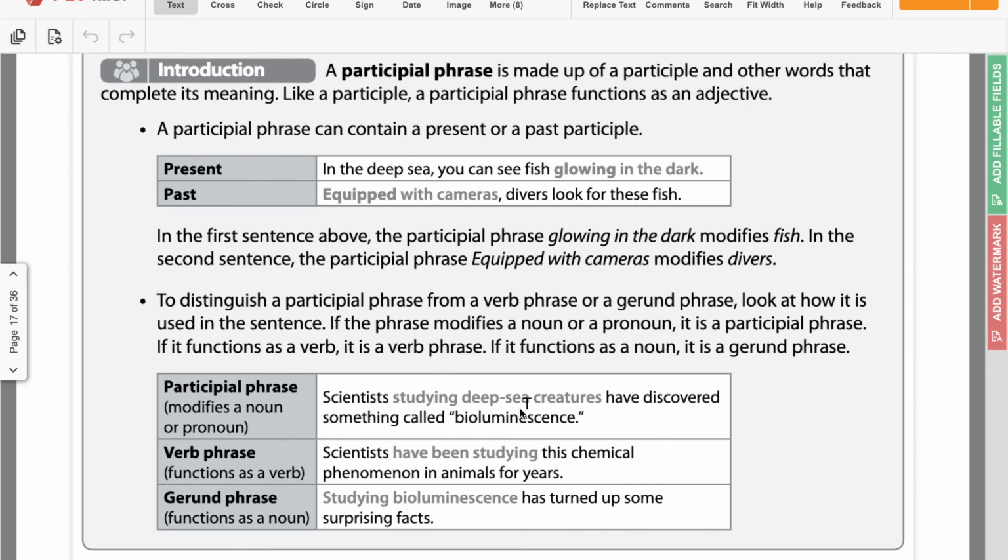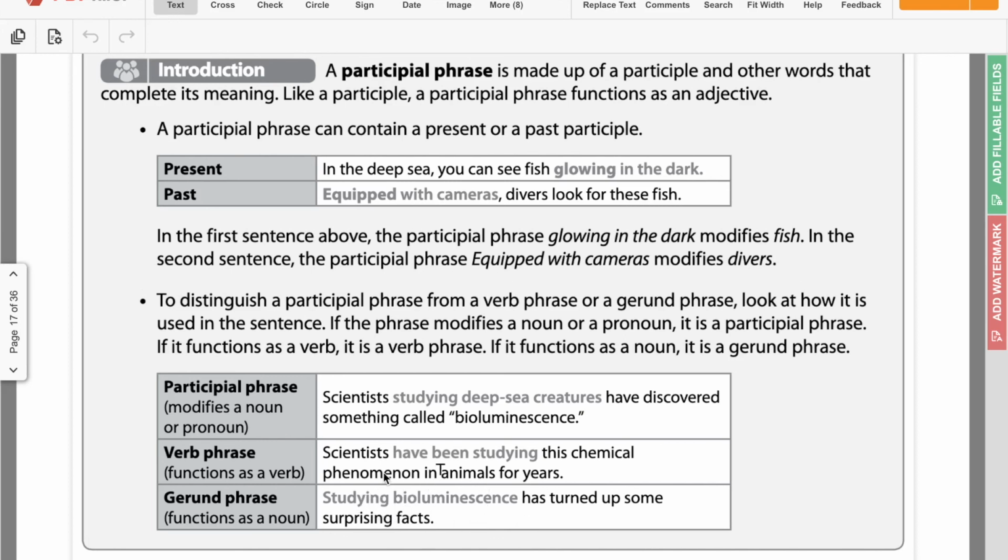So, studying deep sea creatures. Scientists studying deep sea creatures, what is it modifying? Scientists. Because it's the kind of scientists that study deep sea creatures. A verb phrase, scientists have been studying, which means they are doing the act of studying. This is just saying the kind of scientists that study deep sea creatures. This is just saying the scientists are studying chemical phenomena. This says studying bioluminescence has turned up some surprising facts. This is just a noun.